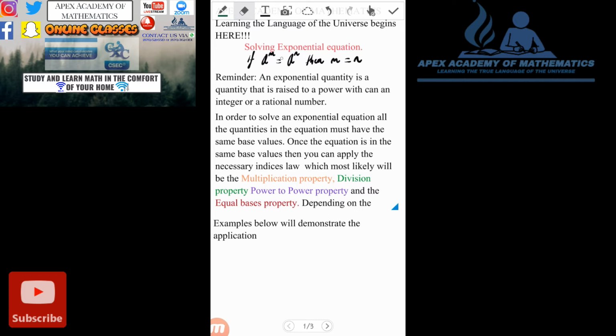This is called the equal base property: if a to the m equals a to the n, then m is equal to n. So we're going to be using these three laws most of all, but don't be fooled. You can see examples with the division property, so do check that out in your textbooks and practice papers. The examples on the next page will demonstrate the application. So let's get into that right now.